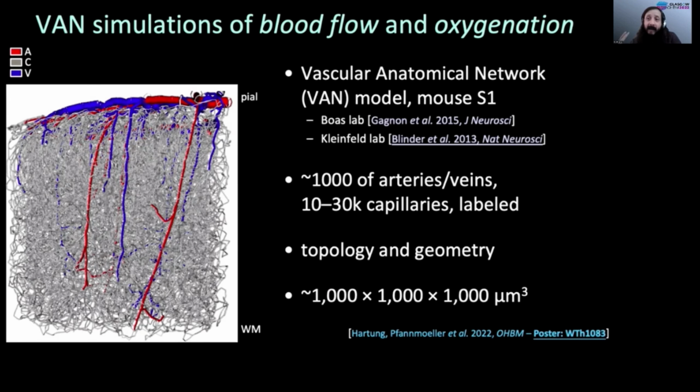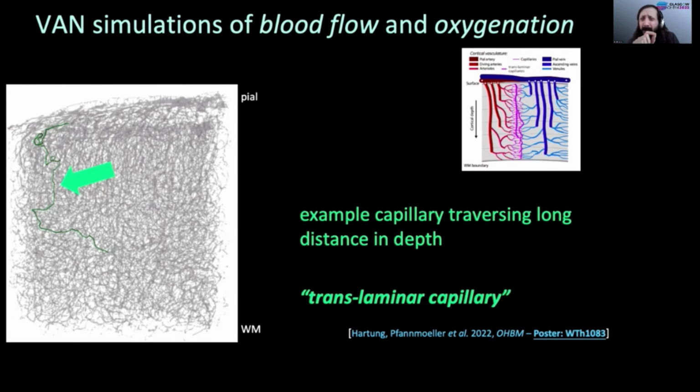And so to quantify the impact of these translaminar capillaries, we used a mouse Van model from mouse area S1 that spans the entire cortical thickness from the pial to the white matter borders. So here you can see an example capillary traversing a long distance along the cortical depths, similar to what I drew on the schematic a few slides back. So this is a nice example of a clear translaminar capillary.